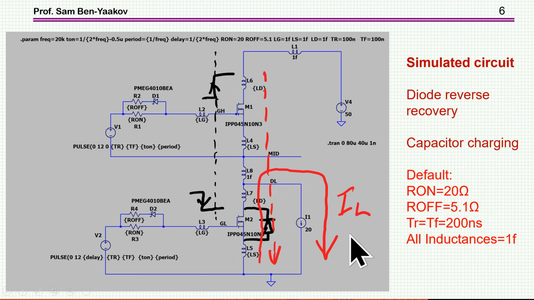Now the default situation is R on 20 ohm. This is for this drive circuit. We have a classical drive circuit with an on resistor which is larger than the turn off resistor. The on will be 20, the off will be 5, and there are the rise and fall times of these generators. The default is that all inductances are very small, 1 femto value, which is 10 to the minus 15. So this is the default value. I'm going to change them later on.